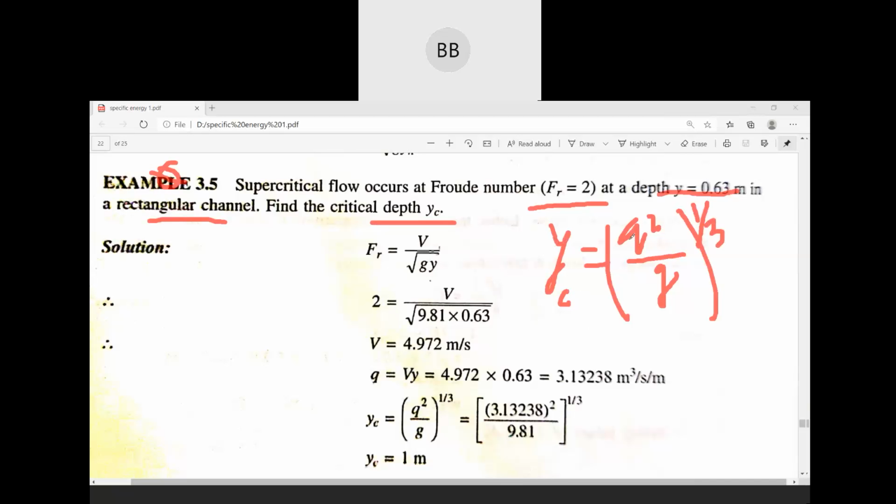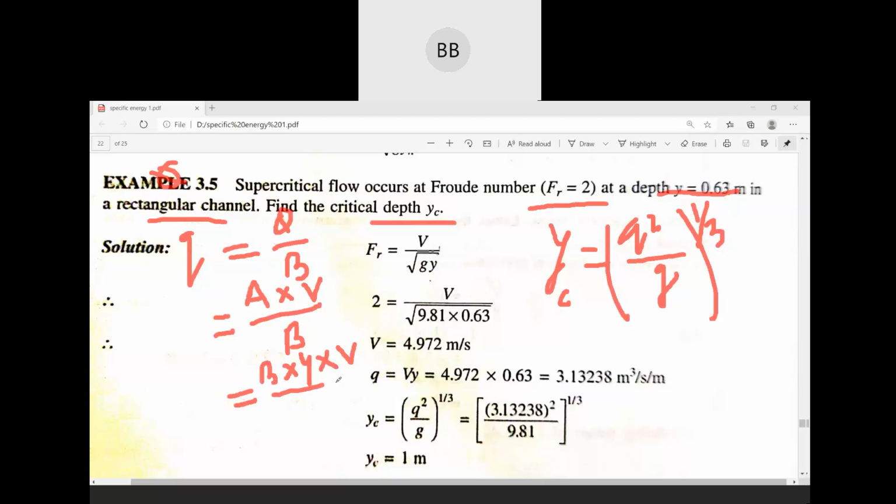To find out the Yc value, first we need to find out the small q. The small q is nothing but discharge divided by width of the channel. So is the discharge given? No. Is the width of the channel given? No. So what are we going to do? In place of discharge, we will take area into velocity, divided by b. Area again is b into y. The y value is given as 0.63. So 0.63 multiplied by velocity divided by b. So b will cancel out.